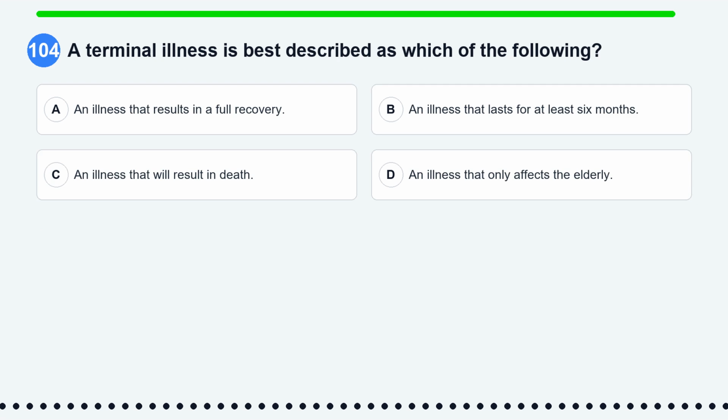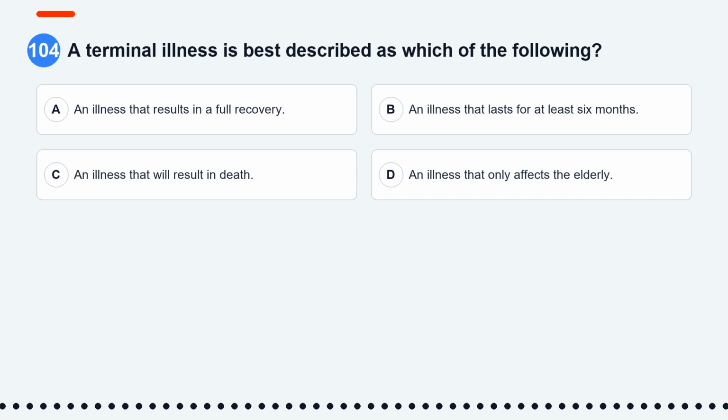Question 104. A terminal illness is best described as which of the following? Option A. An illness that results in a full recovery. Option B. An illness that lasts for at least 6 months. Option C. An illness that will result in death. Option D. An illness that only affects the elderly.